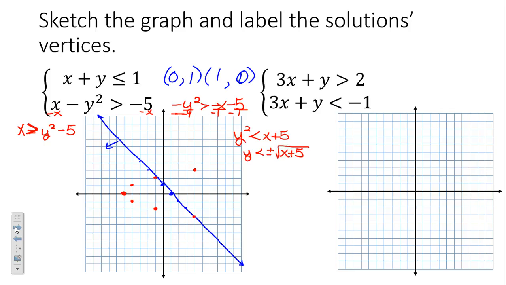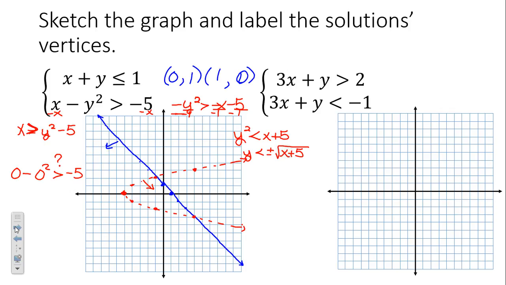Solid or dash? Dash. Why is it dash? We only have a greater than sign, right? No equal to. So we know it's dashed. All right, prediction. Are we shading inside or outside if it's going to be bigger than or less than? We think maybe inside, right? Has to be smaller than the parabola. Let's check to be sure. So when we plug 0 into our initial equation, 0 minus 0 squared, is that greater than negative 5? Is 0 greater than negative 5? Okay, 0 is greater than negative 5, so 0, 0 is a solution, and so we want to shade toward the 0.